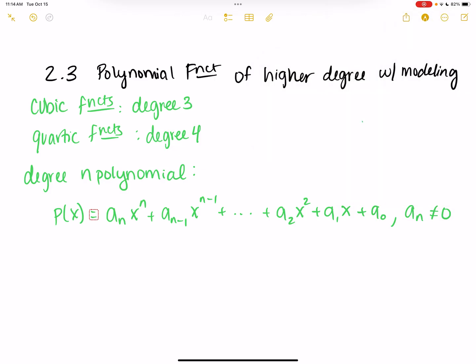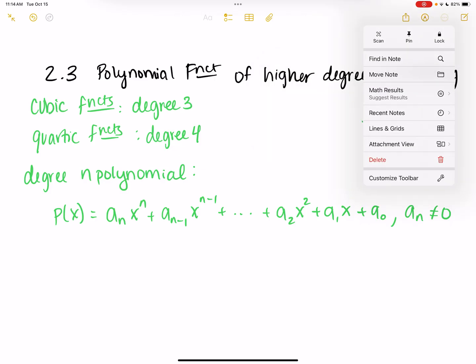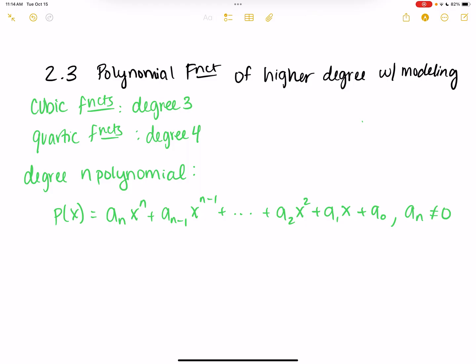Why is the equal sign boxed? Because the iPad does that. Anytime there's something like that, it's just because it's what the iPad does, and I can't turn it off.